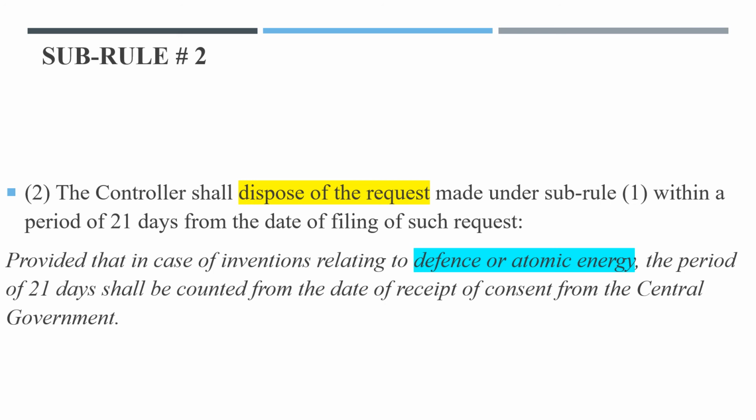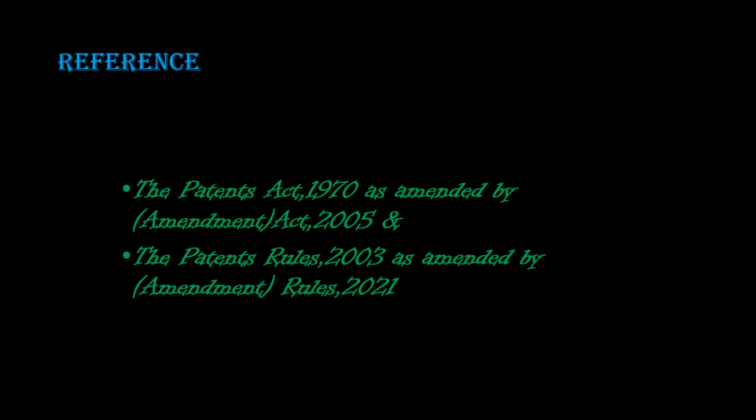So friends, I think we have covered all the subrules of Rule 71. Also we have covered all the subsections of Section 39, and we have tried to establish a relationship between this relevant section and rule and Form number 25. Please go through each and every slide, and enjoy learning, happy learning. The reference is the Patents Act 1970 as amended by Amendment Act 2005 and the Patents Rules 2003 as amended by Amendment Rules 2021.